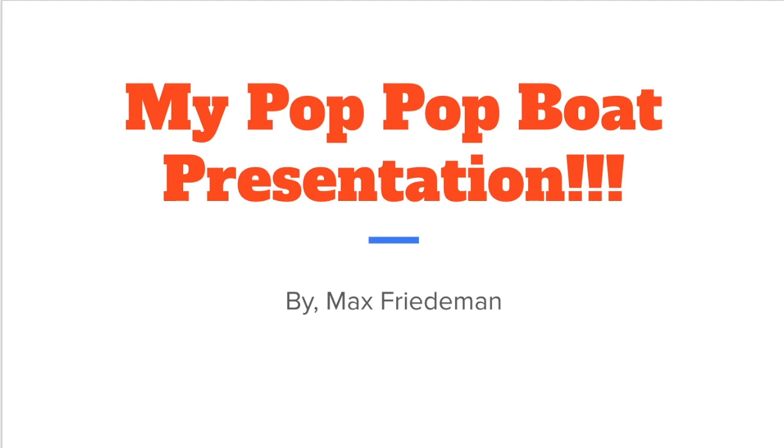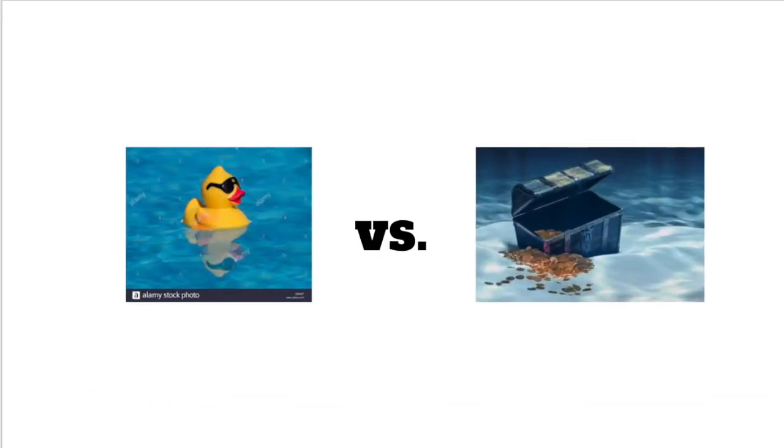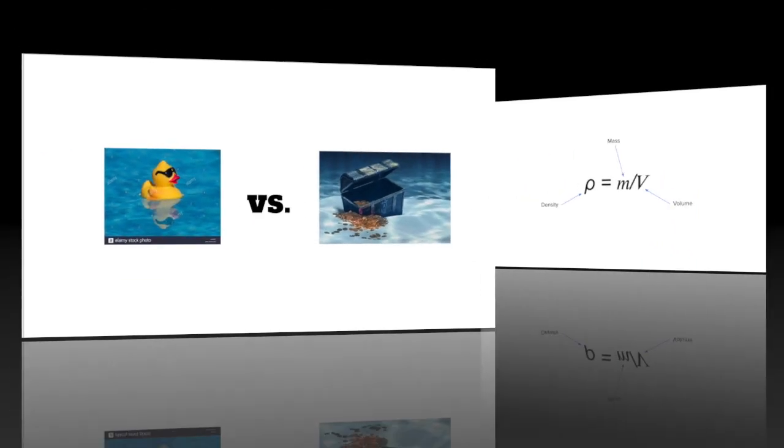In this video, I will be explaining the physics concepts behind my pop-up boat using various concepts from both Physics 1 and 2. In our scenario, the pop-up boat remained above the water. Why is this, you may ask? This is due to the difference in densities of the two objects, as well as the buoyant forces in action.